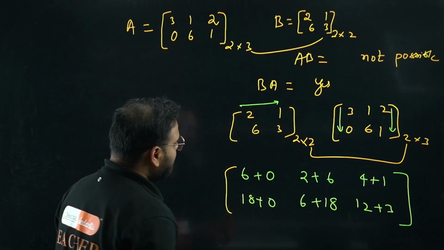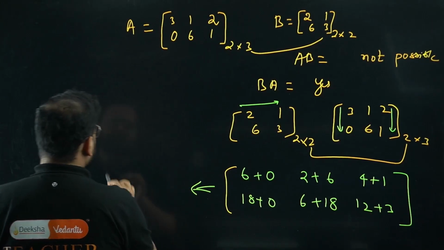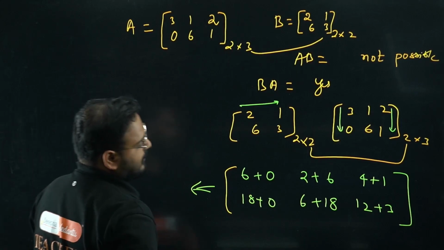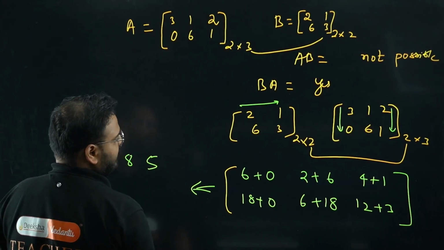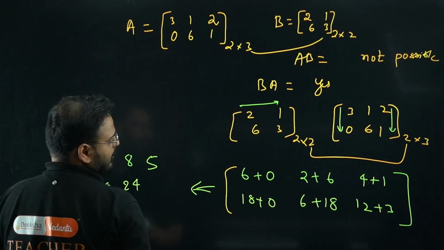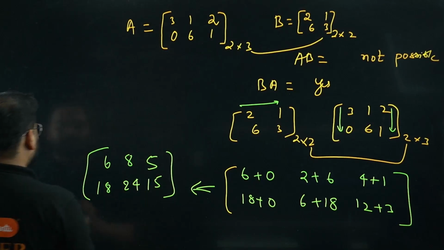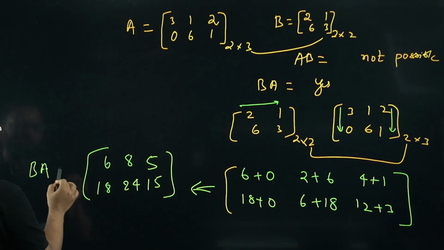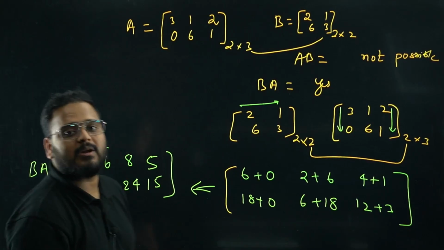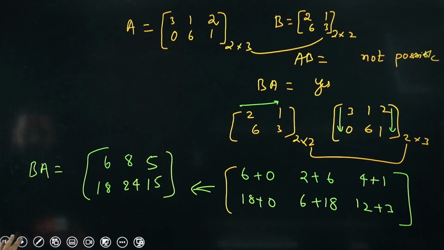What do you get the answer to be? Please check. My answer is coming like this. I can write over here 6, 8, 5. Okay, I have 18 over here. I have 24 and 15. This is my final answer for BA. So now I hope you understand the multiplication of the matrices. Yes, let's quickly move on to the questions.